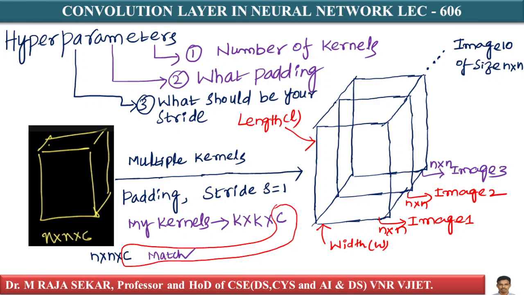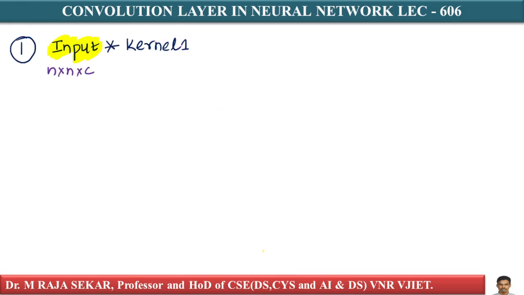Now, as far as the operation is concerned, the first step is how the output is generated. The output is not just a simple convolution. There are two stages to it. The first stage is to take the input and convolve with the kernel, let's say kernel 1.